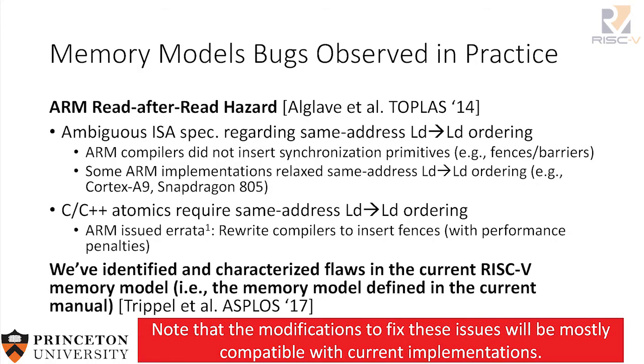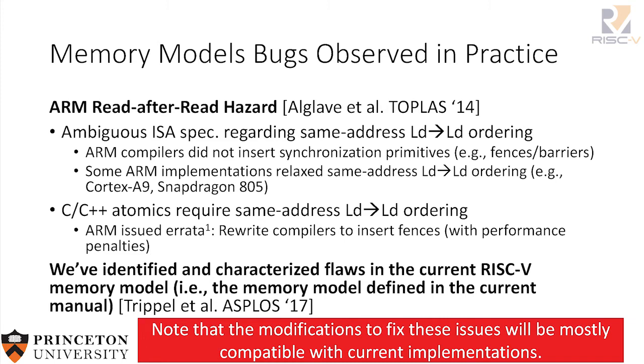Memory model bugs are observed in practice on modern hardware. One example of this is the ARM read after read hazard. This was a case where the ARM ISA spec was ambiguous regarding whether or not same address loads should be executed in order and as viewed by all other cores or threads in the system.